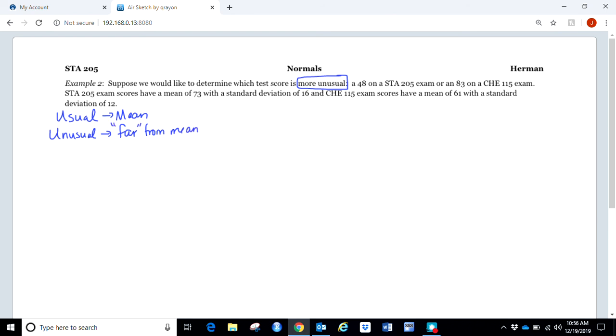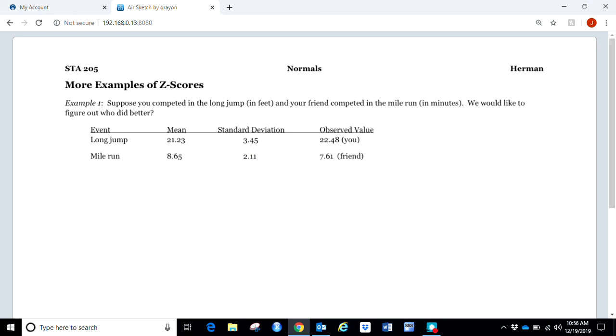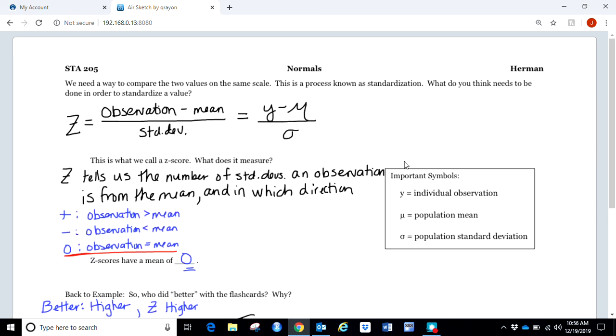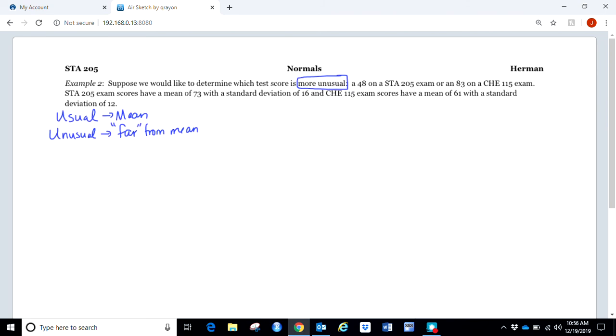Now I'm going to put far here in quotes because I'm measuring how far you are from the mean. I still have to account for that different standard deviation. So when I say I'm far from the mean, let's go back and remember when we first talked about z-scores. The z-score, we have our calculation here. But if our observation were to equal the mean, the most usual observation I could get, I'm going to get a z-score of 0. So being far from the mean would mean a z far from 0.